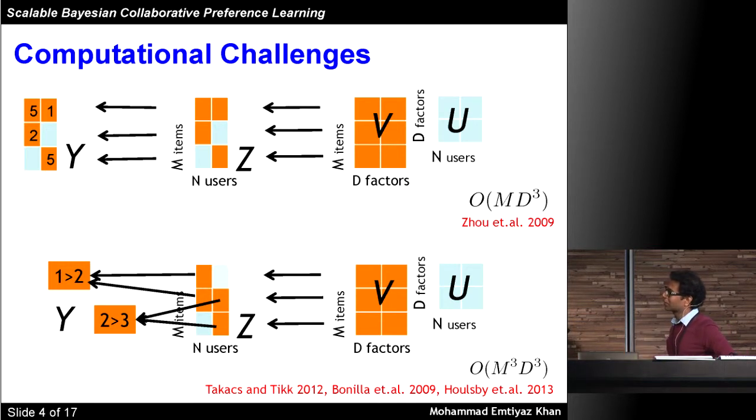But this all breaks down if the data is comparison data. Here I've shown this. Let's say user 1 says that she likes item 1 more than item 2, and user 2 says that she likes item 2 more than item 3. Now you can see that this comparison couples the rows of the utility matrix, which in turn couples the rows of the V matrix. So all the rows are now coupled, and you can't run a parallel algorithm. You have to solve a system of size m times d for all the elements in this matrix, and if you do it naively, then you would pay a cubic price.